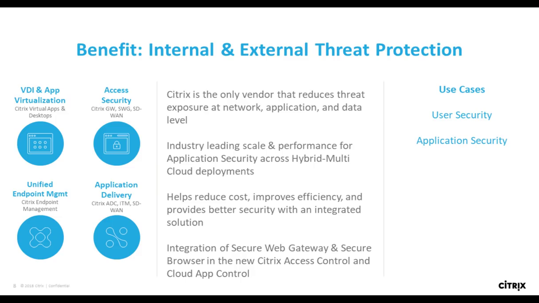The benefit we talk about with internal and external threat protection is Citrix offering the security solution not only at the network level, but also at your application level, at your device level, as well as aggregating all of that information into one single place where you can not only see what actions users are taking, but also look at how prone or exposed your applications are to any external attacks. Citrix, with this brand of services and the portfolio of products that we have, is the only vendor that reduces the threat exposure at multiple levels of the stack: your network level, application level, as well as the data level.